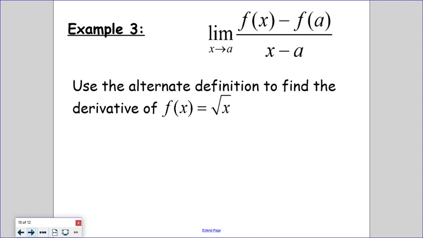So it says use the alternate definition to find the derivative of f of x equaling the square root of x. So our alternate definition says the limit as x approaches a. We evaluate the function for x, which would just be the square root of x, minus evaluate the function for a, which would be the square root of a, over x minus a.